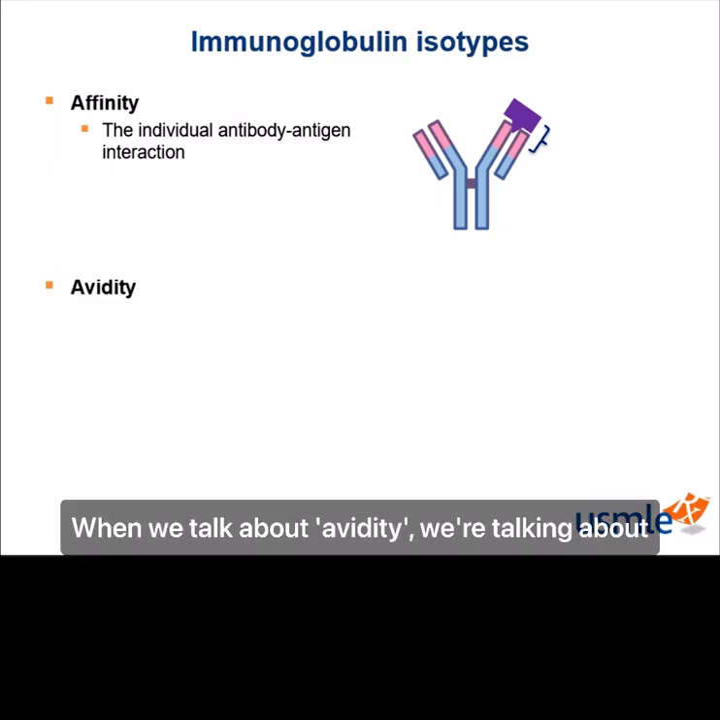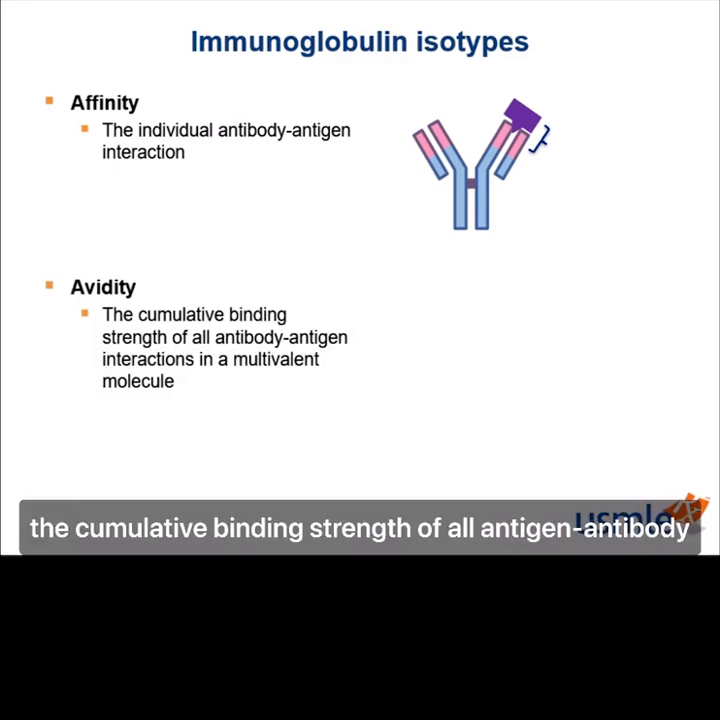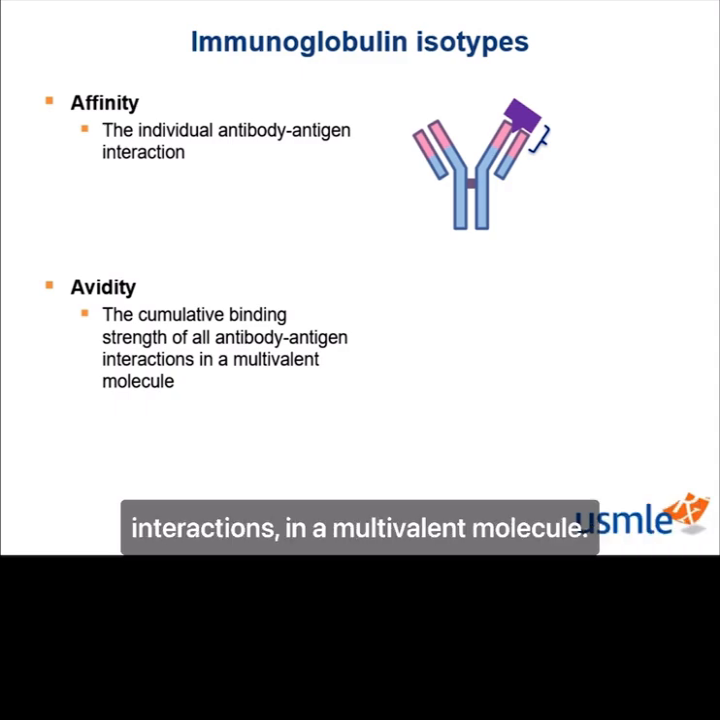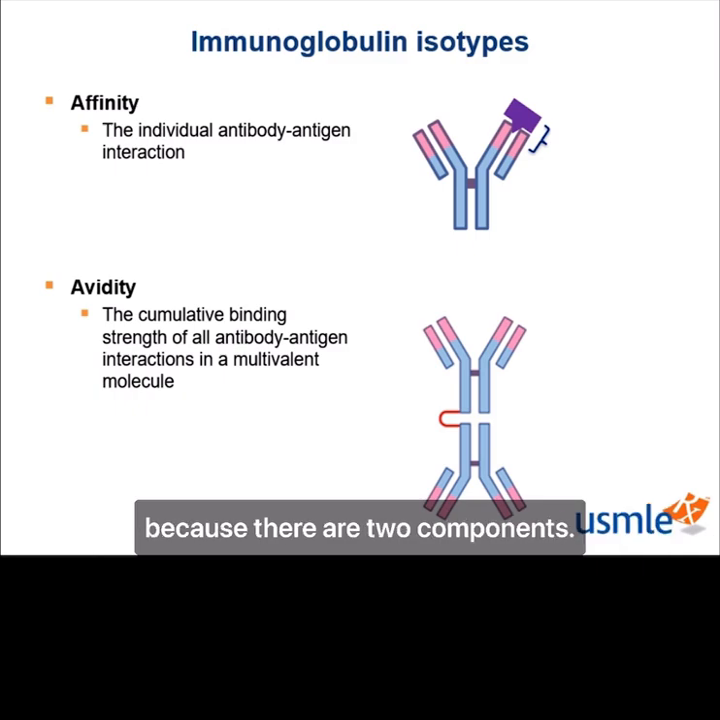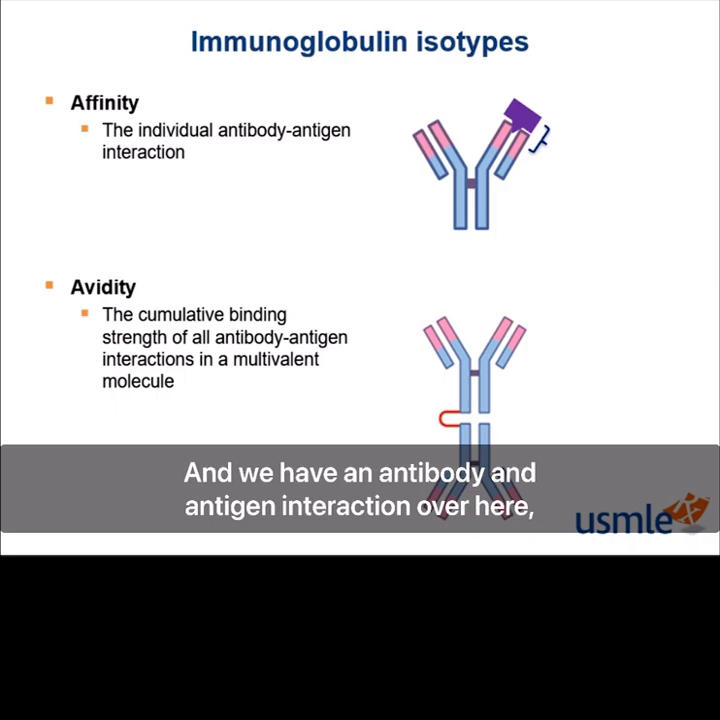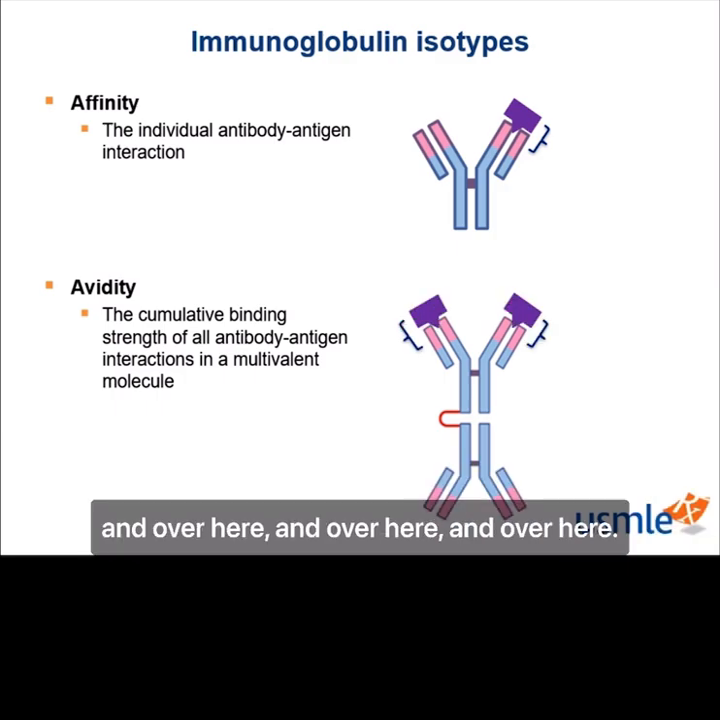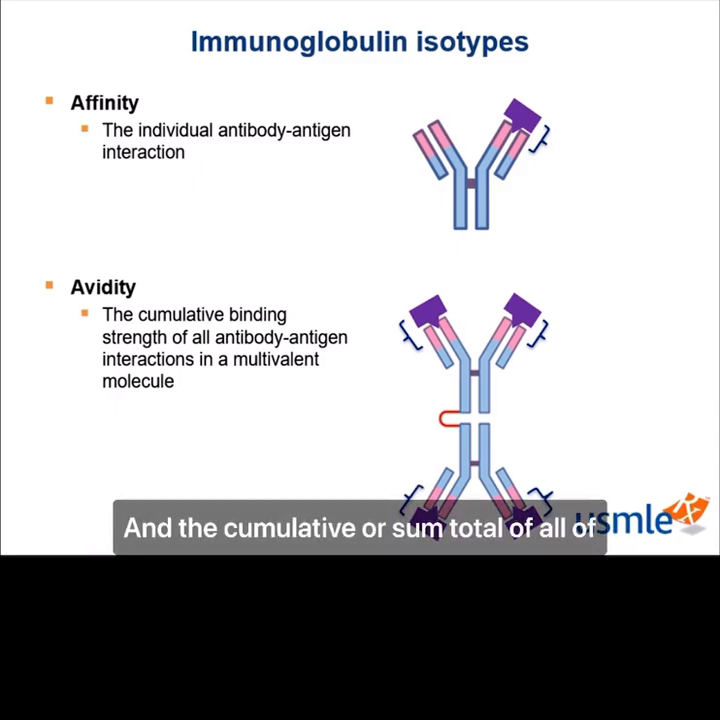When we talk about avidity, we're talking about the cumulative binding strength of all antigen-antibody interactions in a multivalent molecule. So here we have a multivalent molecule, or a dimer, because there are 2 components. And we have an antibody and antigen interaction over here, and over here, and over here, and over here. And the cumulative or sum total of all of these interactions is avidity.